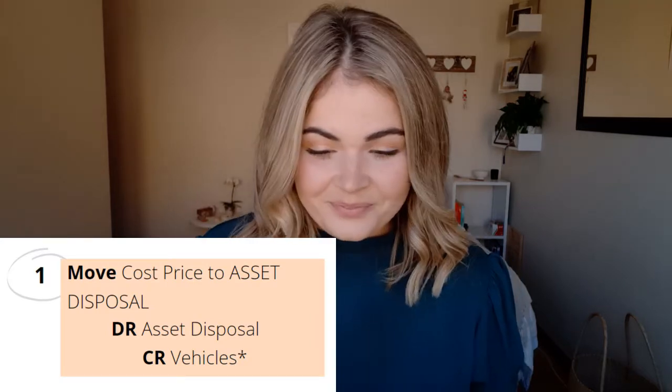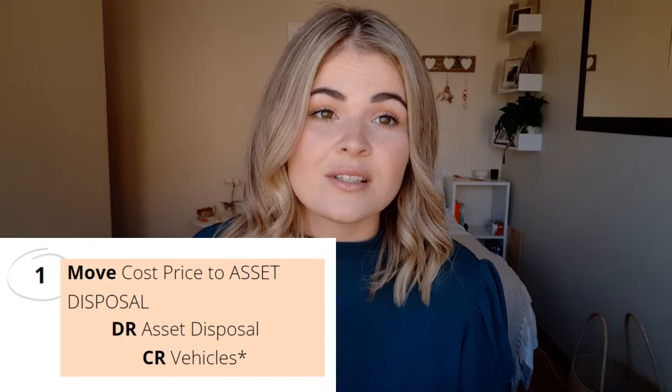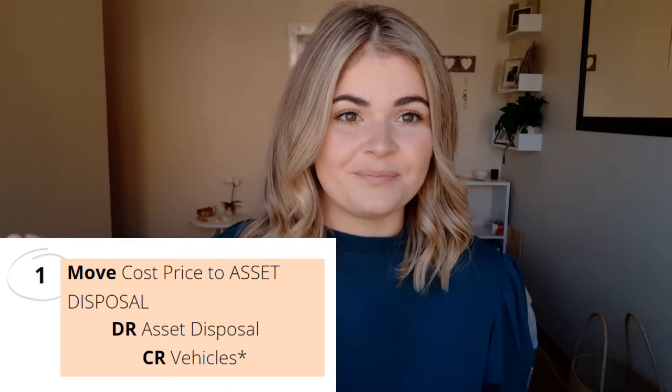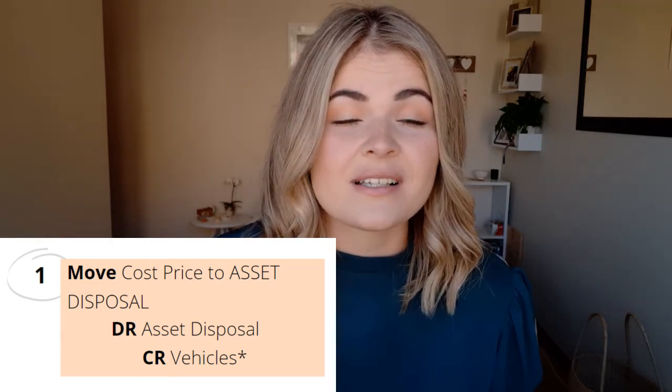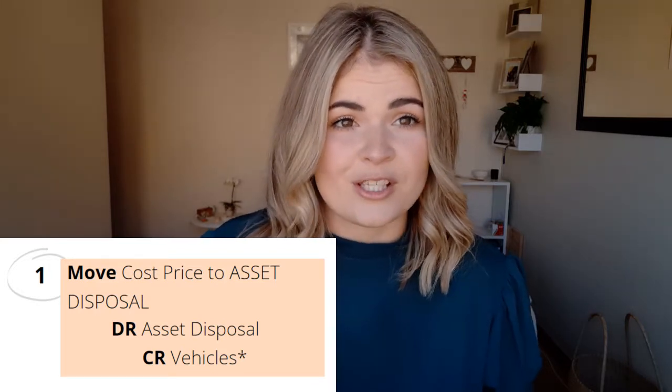I can guarantee you. Okay, so step number 1, you got to move your cost price from your assets account to the asset disposal account. Basically, you debit your asset disposal with the cost price of your vehicle and you credit your vehicle account with the cost price. So it writes it off. Your vehicle asset will equal 0 at the end of it because you don't have that asset anymore, so you cannot have a value for that asset.